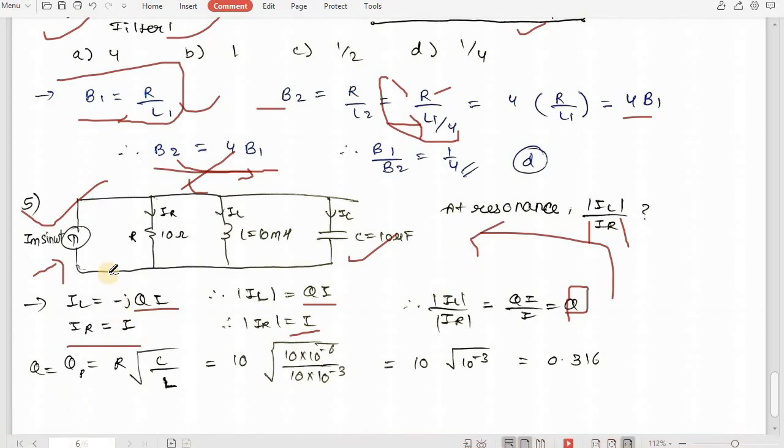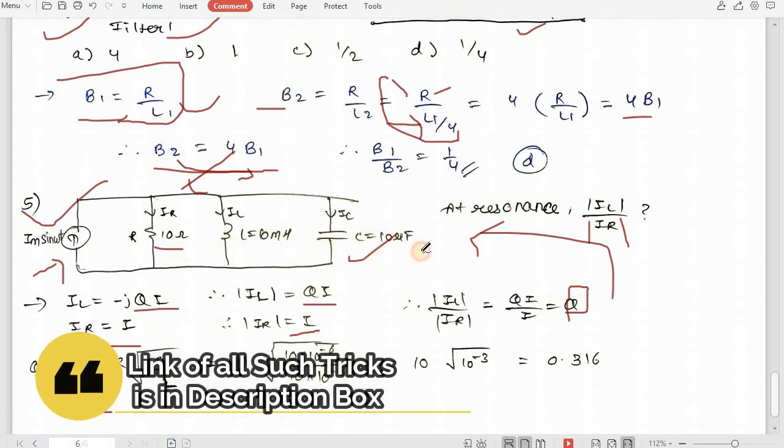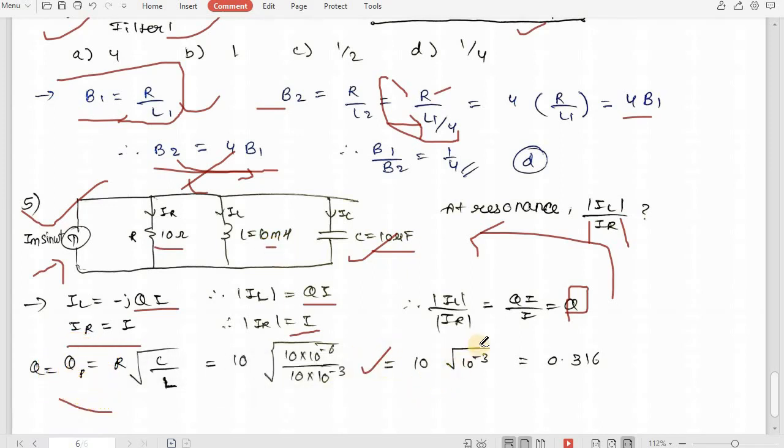This is a parallel RLC network, and the parallel RLC network quality factor is R under root of C by L. R value is 10, C is 10 microfarad, L is 10 millihenry. If we substitute, we will get 10 under root of 10 raised to minus 3. If we simplify it, we will get 0.316 as our answer. So this is the quality factor, the answer of this question.